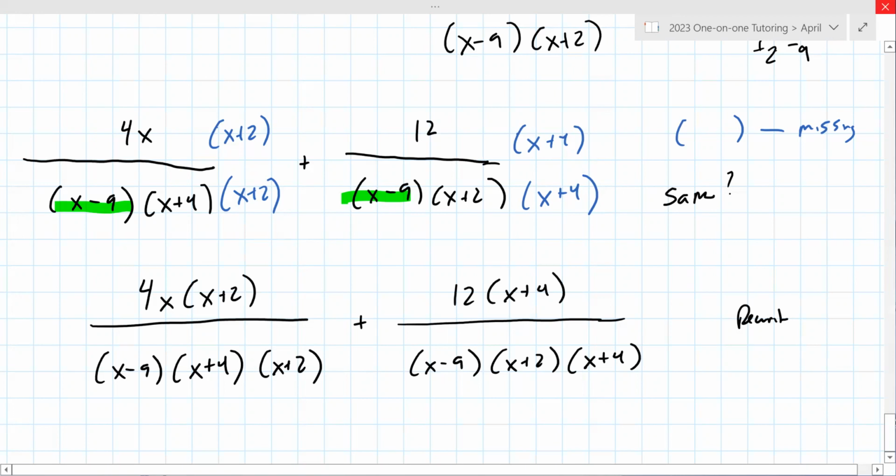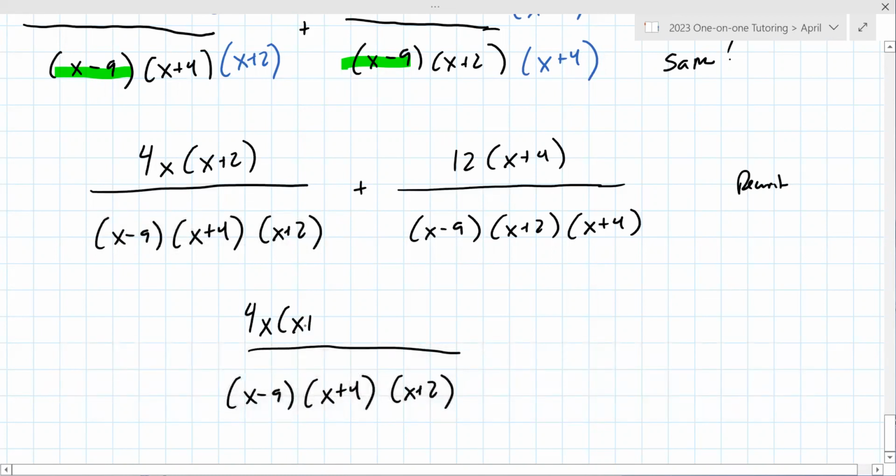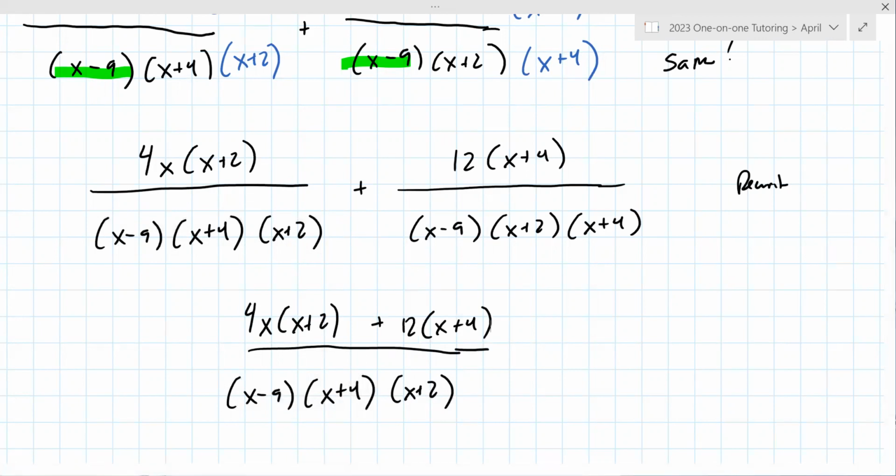Any questions on that? No. All right, so now since the bottoms are the same, what can we do to the top? Merge them. Yep. In this case, merging them means we're going to add the tops. But there's nothing to add quite yet because they have to be like terms. So you just write it like this, and then we will distribute.